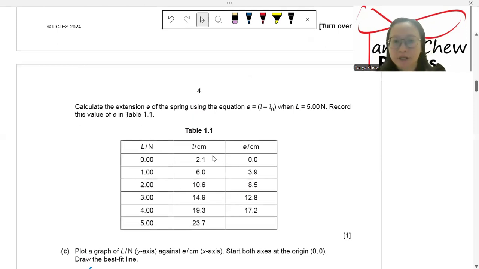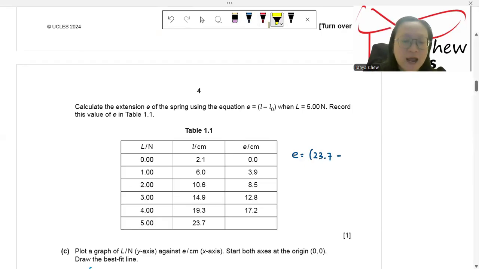Calculate the extension E of the spring using the equation E equal to L minus L naught when L is equal to 5 Newton. Record this value of E in table 1.1. Now, how do you get the value of E? They have already mentioned. This is quite easy, don't you think so? E is equal to the L, which is equal to 23.7. You just minus with L naught.